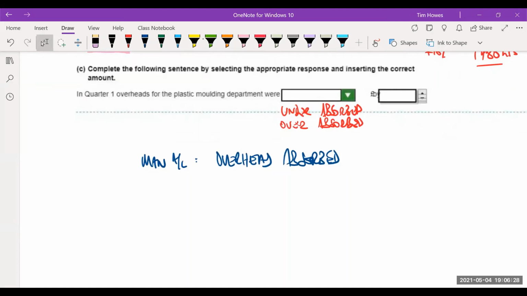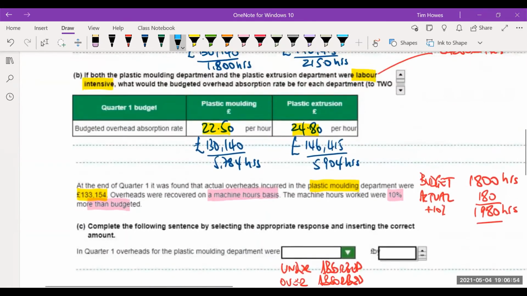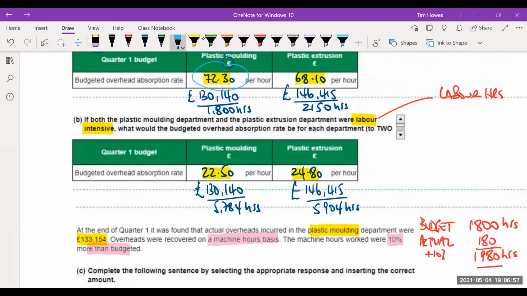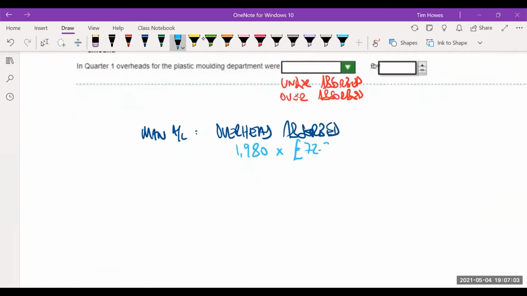The management accountant will have said, right, every hour of machine time in this department, 1,980 of them actually, every hour that machines were running, I'm going to put into our costs a figure of, and I've forgotten what the number is, I need to look back, and of course here it was £72.30 per hour, remember? So based on the budgets, for every hour of machine time in this department, we will account for a cost of £72.30.